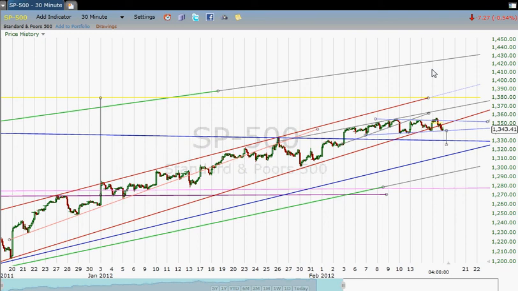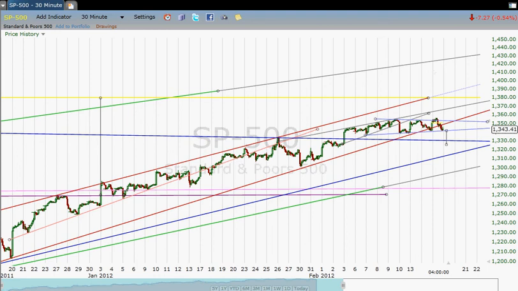So I have now drawn these lines showing that this may be a triangle pattern in development. Now, if the triangle breaks to the downside, we would expect this line to put up a fight. And this line, just to remind you, is drawn from the 2007 fall S&P market top and the 2011 top. We are over this line now, and that should be support. So going back to that 15-minute chart, here's that line.